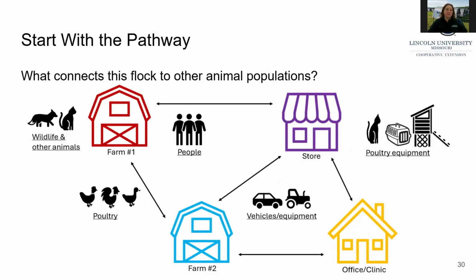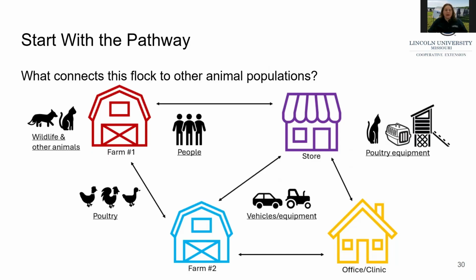Before we recommend anything, let's start with the pathway. A useful thing to think about is what connects this flock to other animal populations. That might be another flock. It might be people who visit. It might be equipment or other materials. It might be animals moving onto or off the property. It might be a show, sale, fair, or other event. Or it might be something as ordinary as a vehicle, a feed delivery, or a family member who works somewhere else with animals. And notice that we're not asking, what biosecurity rules are you following?